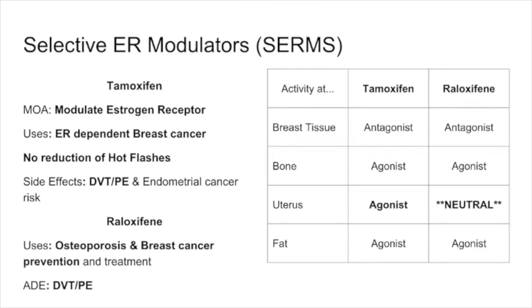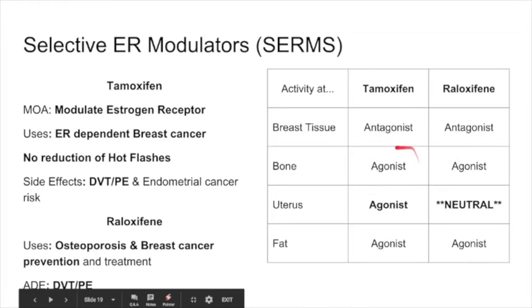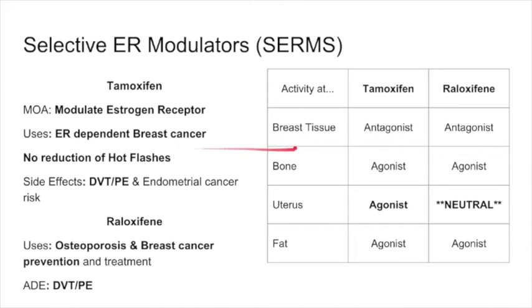So, tamoxifen modulates the estrogen receptor. And we say modulate because, as you can see over here, it is an antagonist at breast tissue, but it's an agonist at bone, uterus, and fat. Therefore, it can be used for estrogen receptor dependent breast cancer. However, it does not reduce hot flashes.